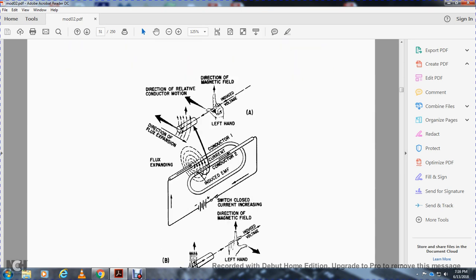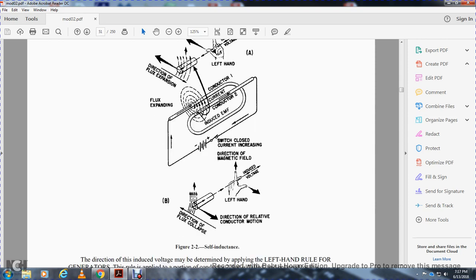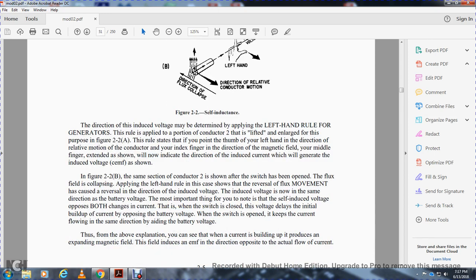To show the direction of the magnetic field of the induced voltage, use the left-hand Fleming rule. The figure shows the direction of flux expansion, conductor 1 current, conductor 2 induced EMF, switch closed, current increase, and the battery. It also shows the direction of flux collapse and the direction relative to conductor motion. The direction of induced voltage may be determined by the left-hand rule for the generator.